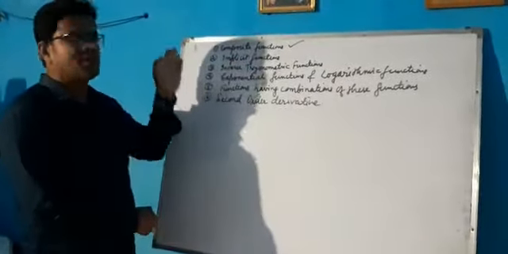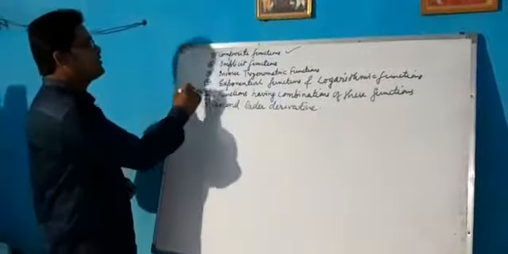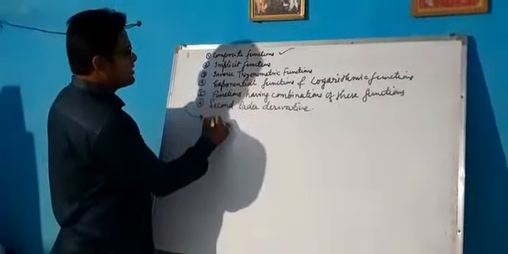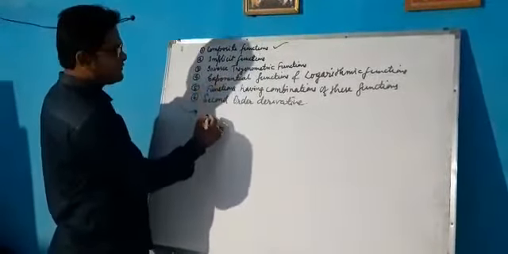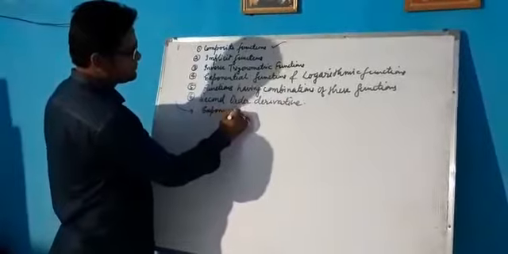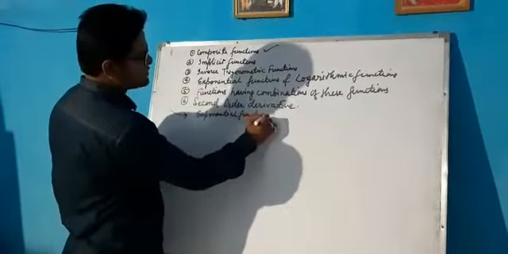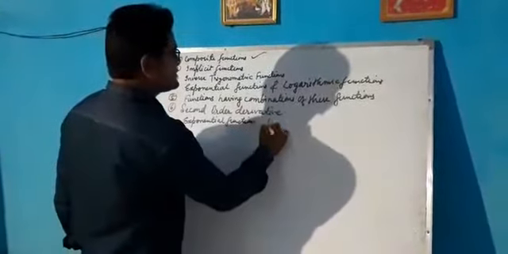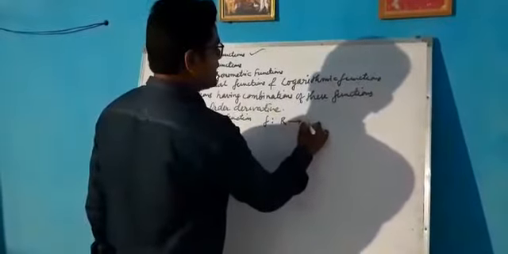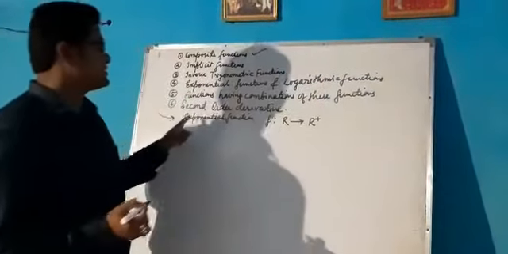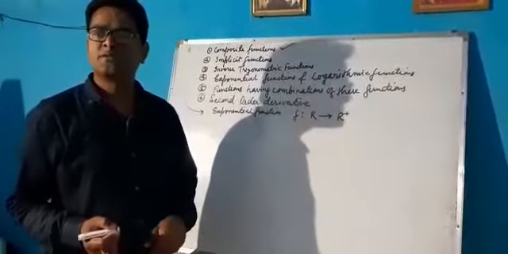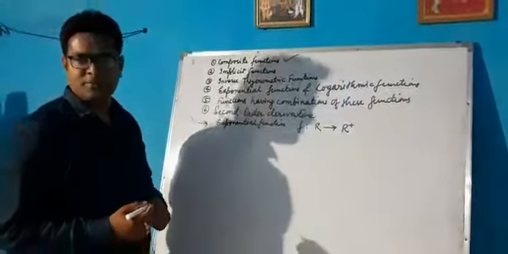Exponential and logarithmic functions may be new for you, so for that I am giving you one trick. First, exponential functions. What are exponential functions? F is a function from R to R plus. An exponential function is a function whose domain is the set of all real numbers and whose range is the set of all positive real numbers.